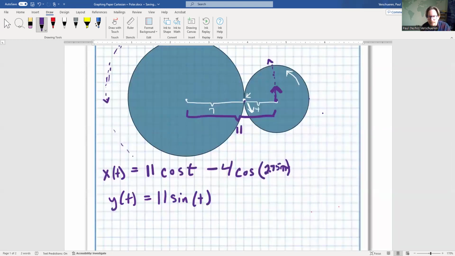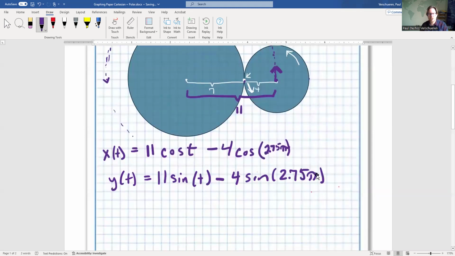But then you just notice that it's actually losing height because of the rotation of the wheel going down at that point. So that's going to be taking away 4 times the sine of that 2.75 other circle. So these are going to be your two equations that make the larger equation go.